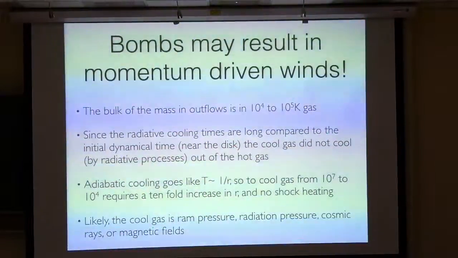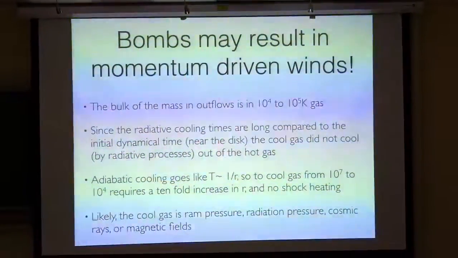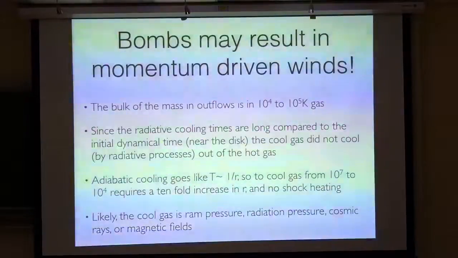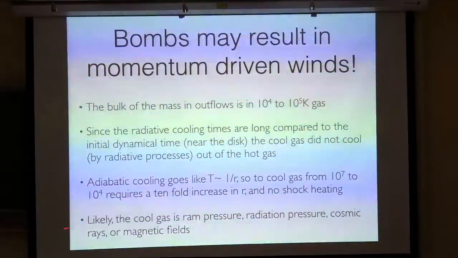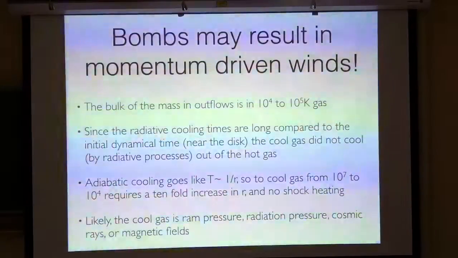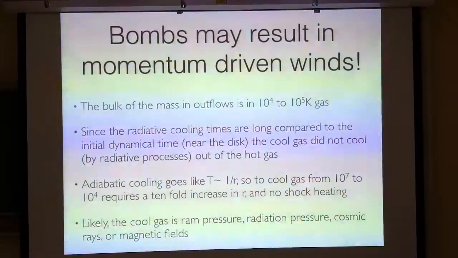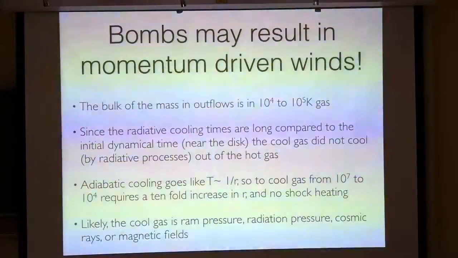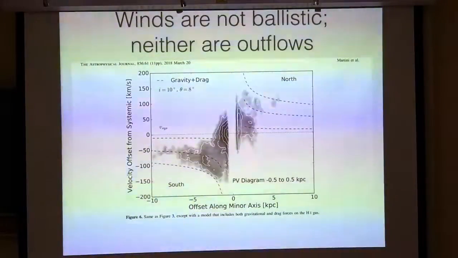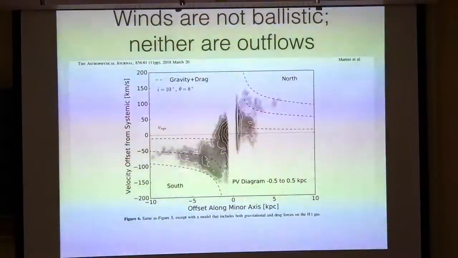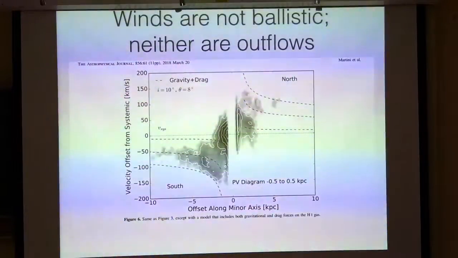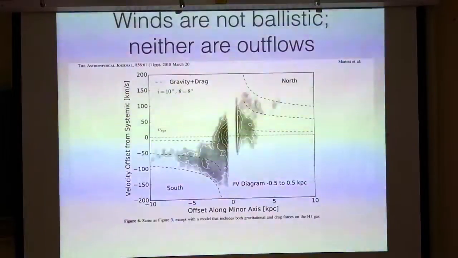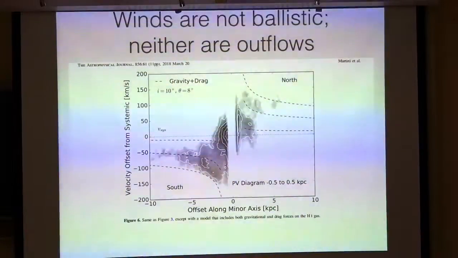So you have to be careful. You can either cool really fast or not shock it in the first place. So this is what I said yesterday. So probably the cool gas is ram pressure driven by the hot gas, or it could be radiation driven. All right, so this comes back to the point that was brought up earlier. You do eventually run into the circumgalactic medium. And when that happens, you're going to have another shock and you can blow a bubble.